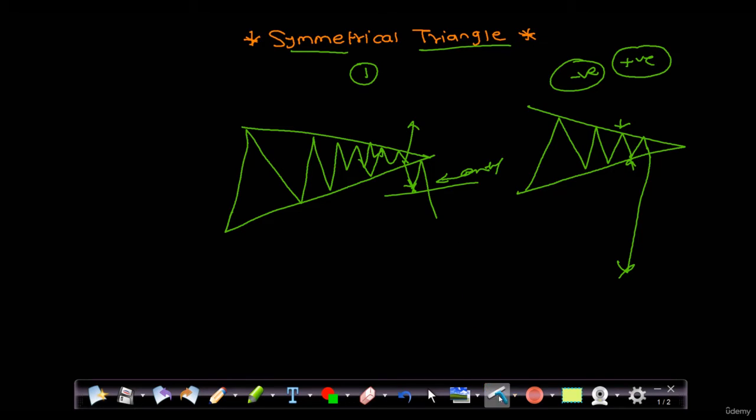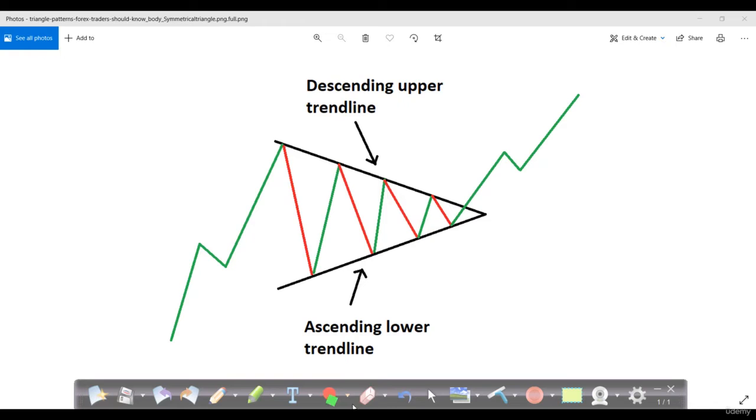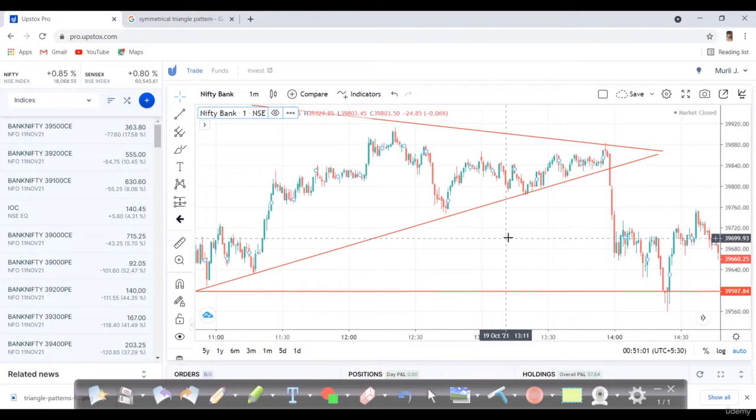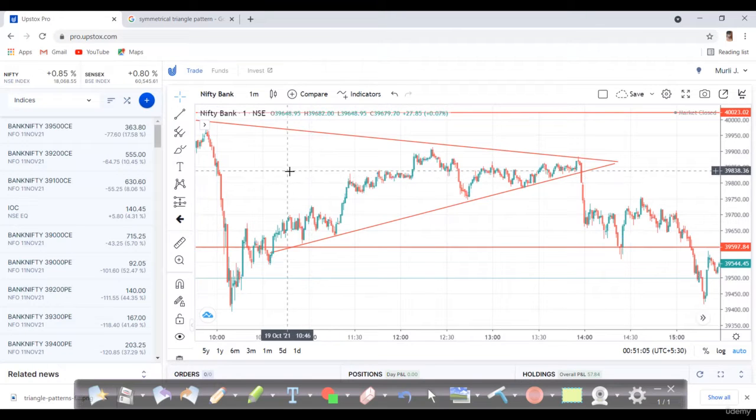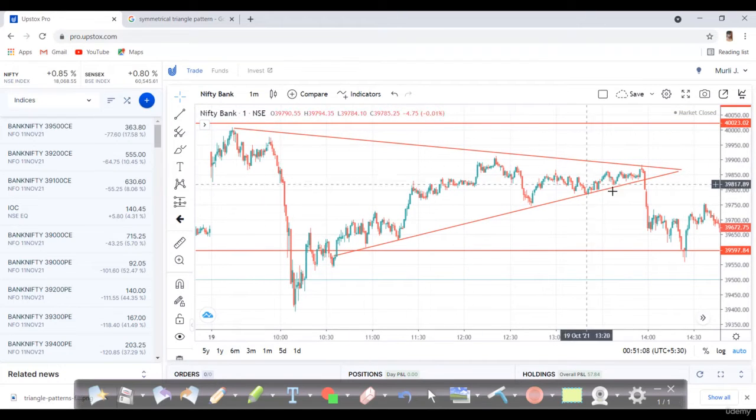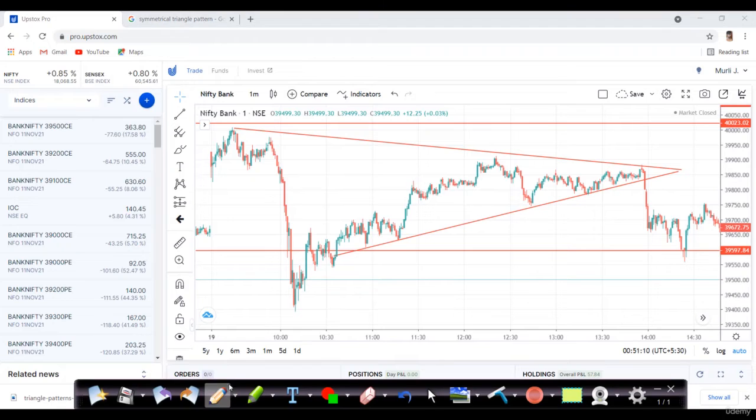Let's take an example from the chart here. See, I already marked the levels for you. This is the symmetrical triangle. Why? Because I marked a swing, and after some time the market went into the consolidation phase. After consolidation, it broke the trend line at the downside. What is the second case? If it broke the upside, then the upside movement would start. But in this scenario, it broke the downside.